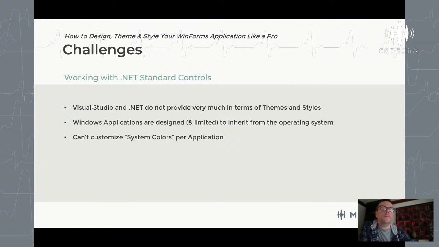Now, one of the problems is that we can't just customize these system colors easily per application. So the system colors are how the controls and your UI inherit these attributes from the operating system. They're kind of like that magic element behind the scenes that allows one application to be published that can then be different on every user's machine.